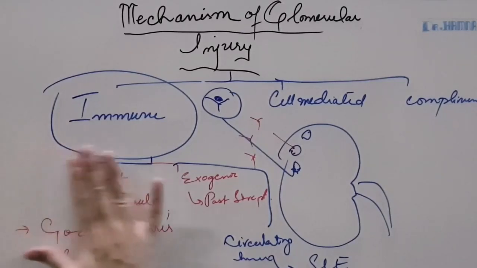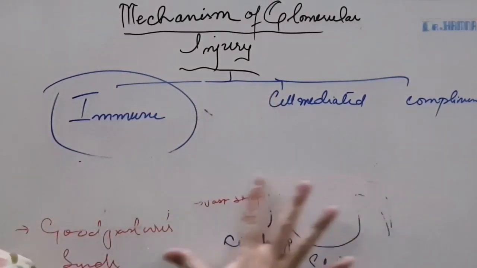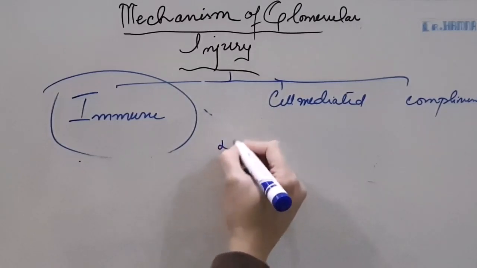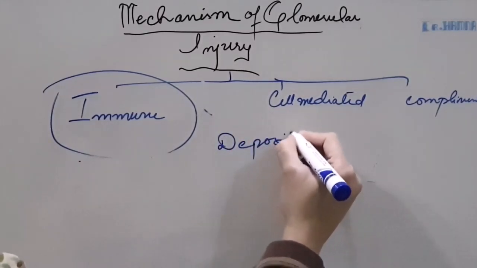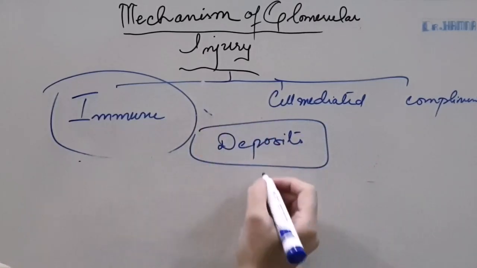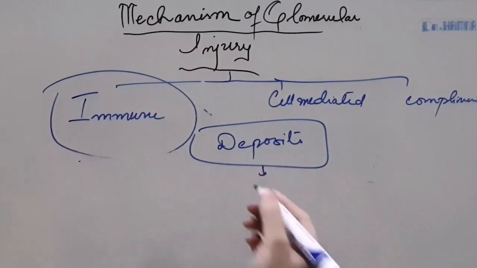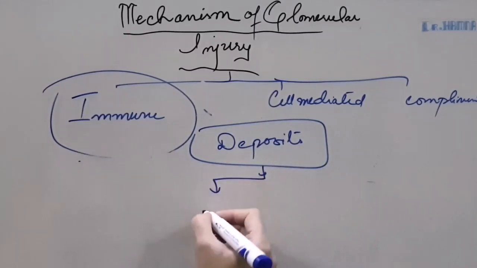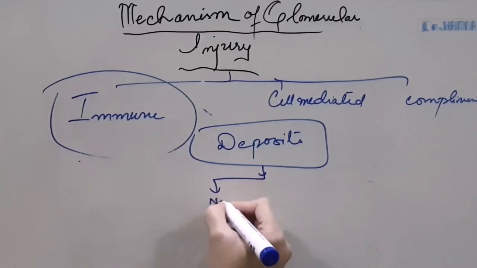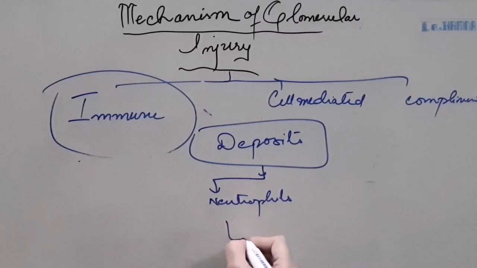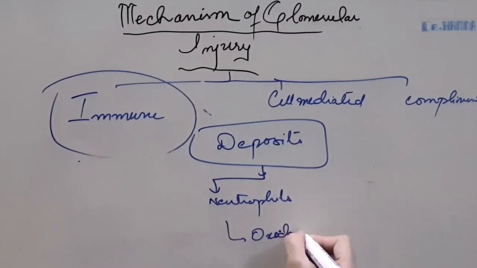Any wise student can ask, how can these antigen-antibody complexes lead to damage of the glomeruli? The answer lies in this: when these deposits settle down in the glomeruli or they bind to the glomeruli, they lead to activation of certain factors. For example, they recruit neutrophils, and neutrophils produce oxidases and enzymes which lead to cell damage.